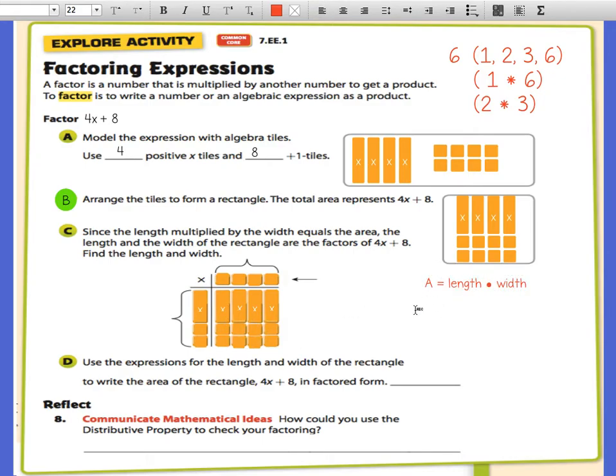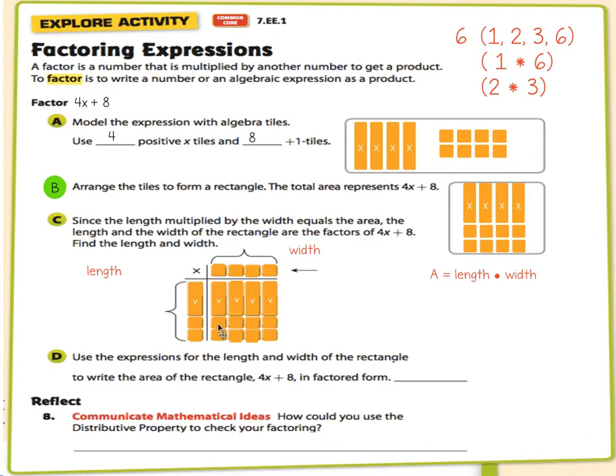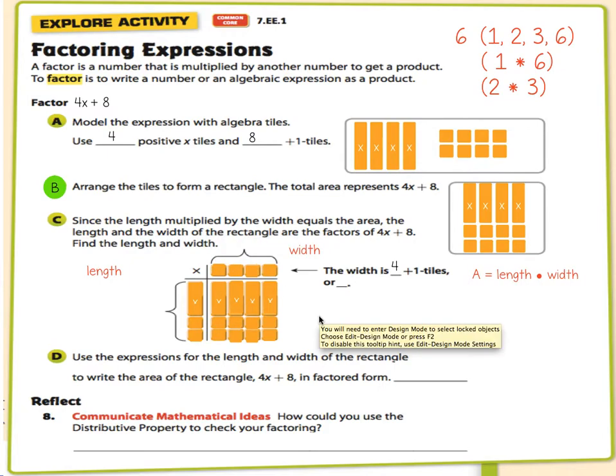All right, so to find this area, we're going to look at length times width. In this case, the width is going to be this one, and the length is going to be over here. Now when we look at the width, it's 1, 2, 3, 4 single units. So 4 single tiles, 4 ones, because each of these is worth 1. So the width is 4 plus 1 tiles.